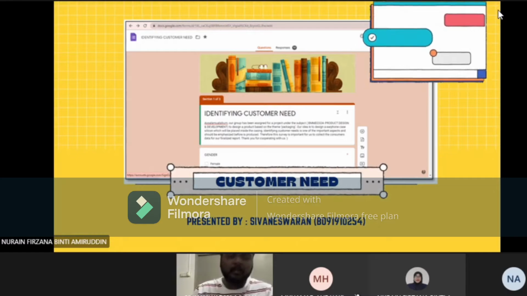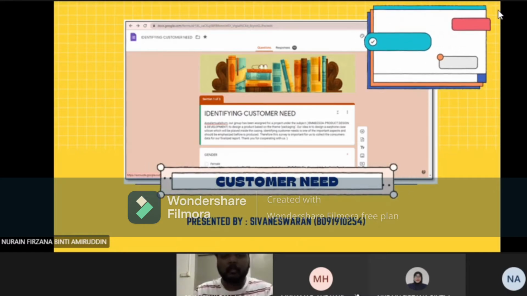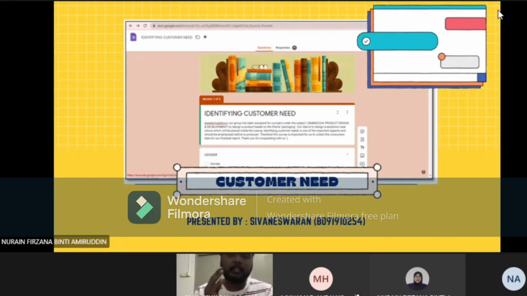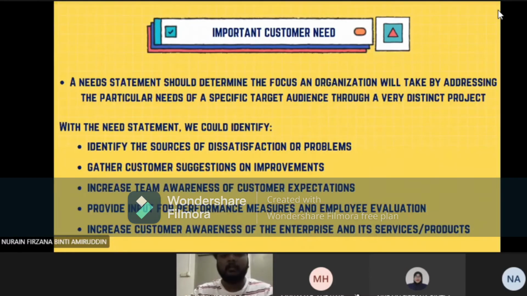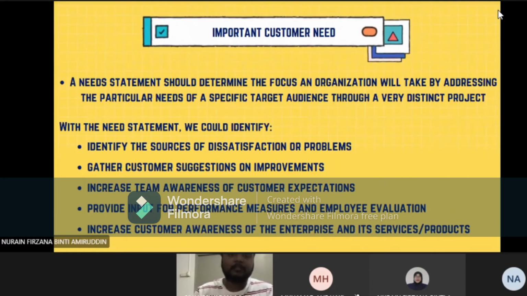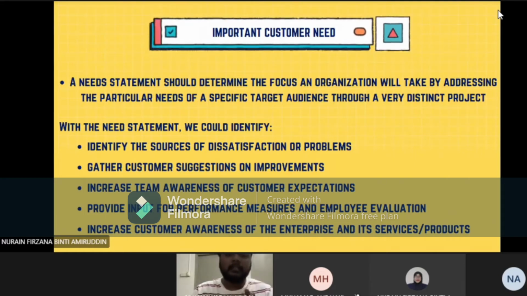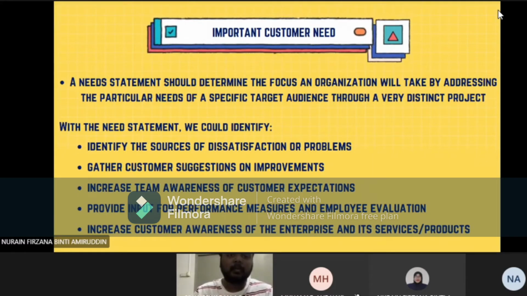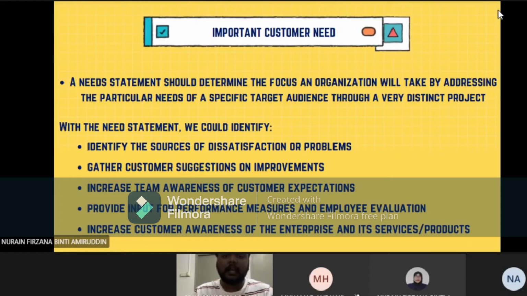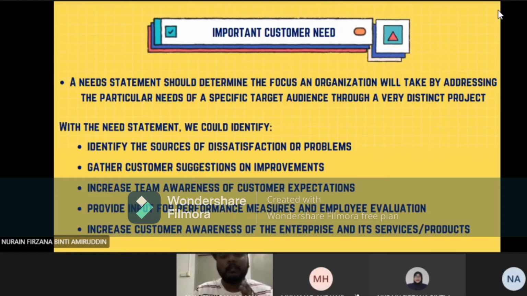Hi, my name is SIVANESWARAN, anak lelaki MANOKARAN from Bmmp 1/2. Today I want to present the customer need. Let us go. The importance of customer need: a need statement should determine the focus an organization will take by addressing the particular needs of a specific target audience through a very distinct project.